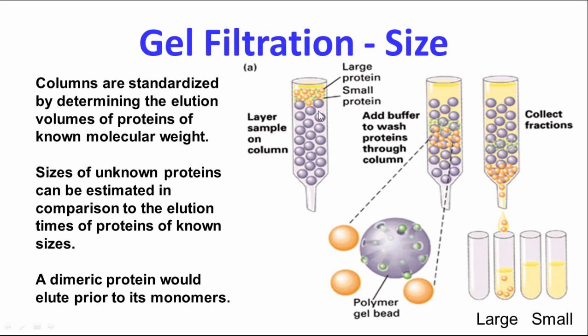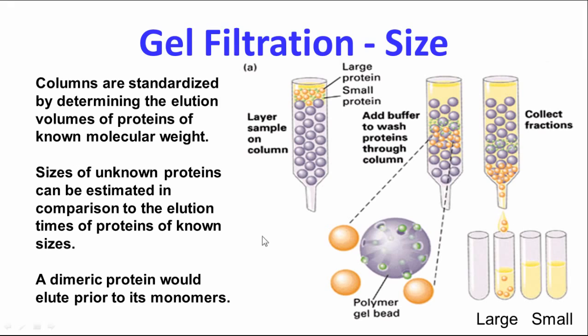Gel filtration separates proteins on size. Large ones go between the beads, and little ones spend time inside the beads. So the little ones come out last. So the big ones come out first, and then the little ones come out last in gel filtration.